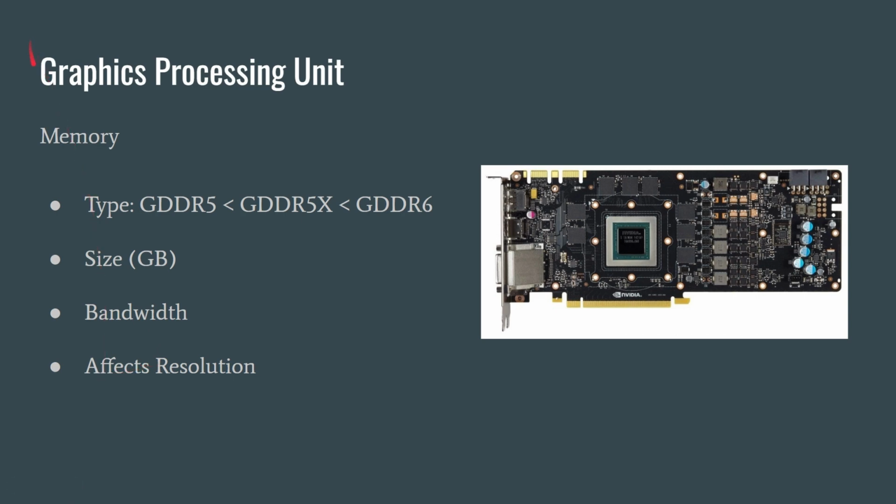And the memory of your GPU usually affects resolution. So if you have low, slow memory, you typically can't support 4 or 8K. So if you want to game on 4K or something, you typically want to get higher memory because you can store larger textures, store those 4K textures and stuff like that.